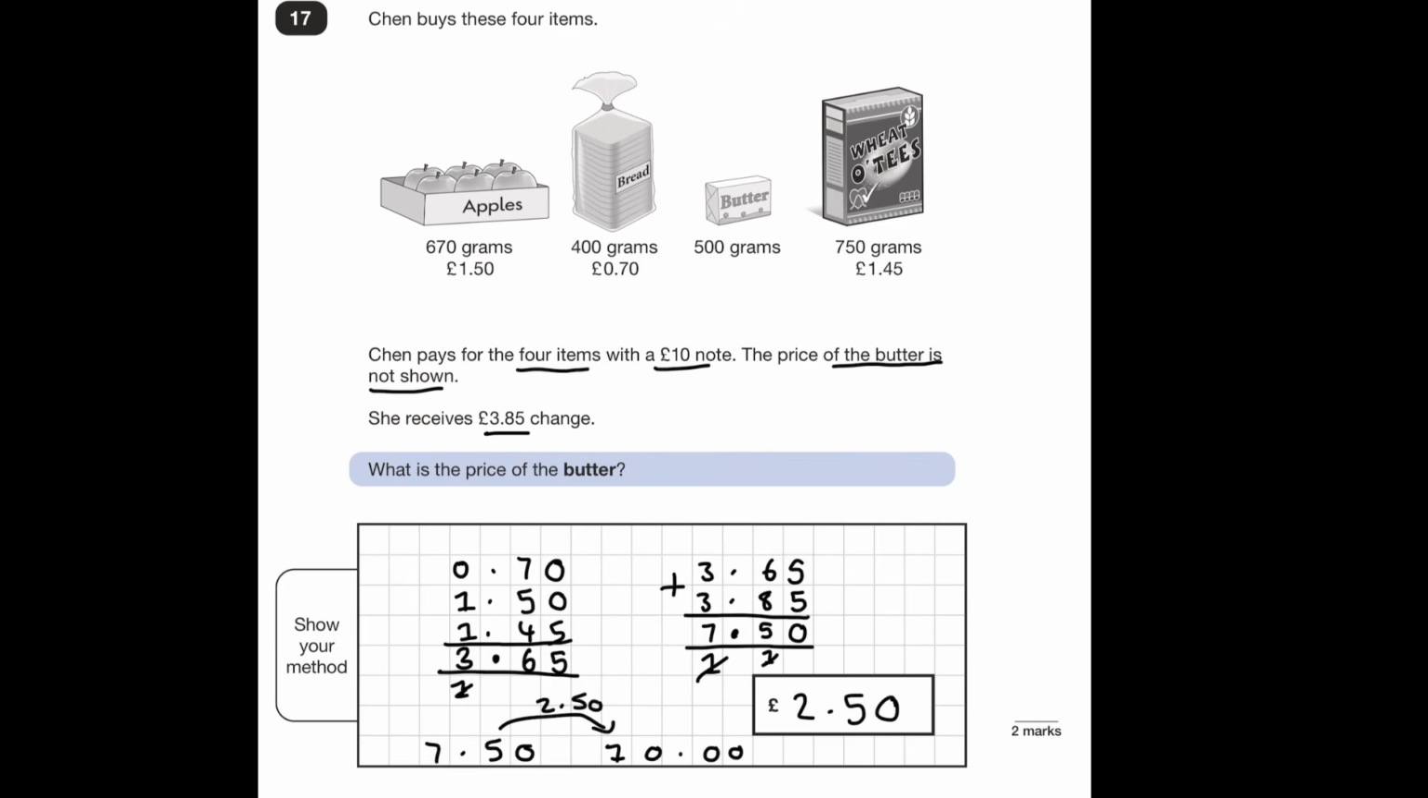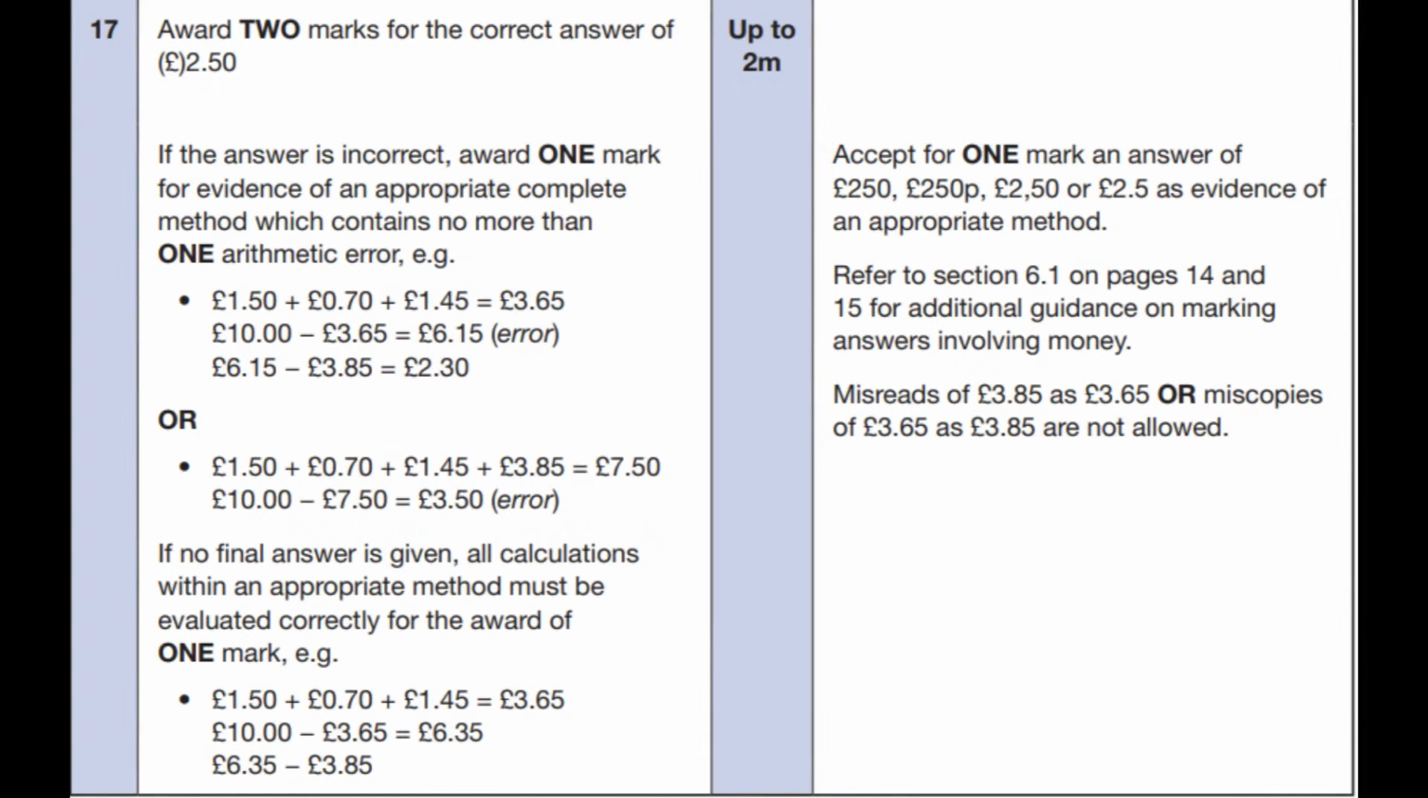Here is what the mark scheme says. Award 2 marks for the correct answer of £2.50. And if the answer is incorrect, award 1 mark for evidence of an appropriate complete method which contains no more than 1 arithmetic error. That's an example. And if no final answer is given, as you must always remember to write your answer in the answer box, all calculations within an appropriate method must be evaluated correctly for the award of 1 mark.